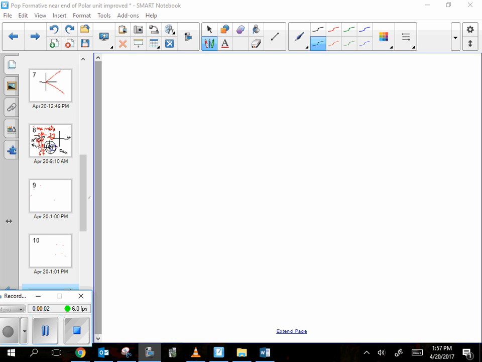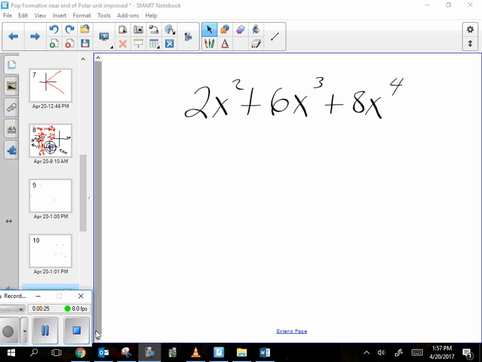Okay, so here is the first one for you to factor. I'll start with a nice easy one. 2x squared plus 6x to the third plus 8x to the fourth. All you have to do is find out what's in common. If I were you, I would write it in expanded form first. I'm going to pause for a second while you give that one a try.